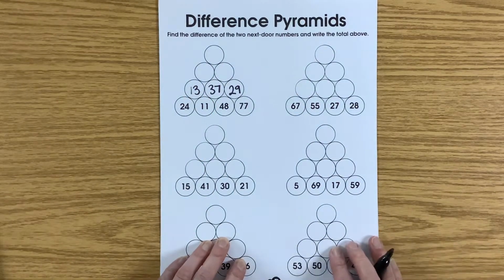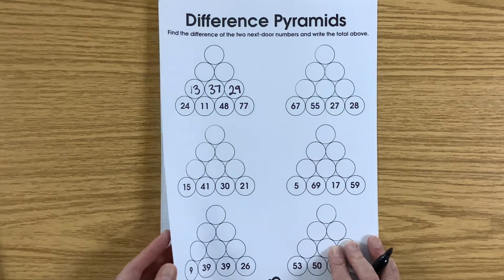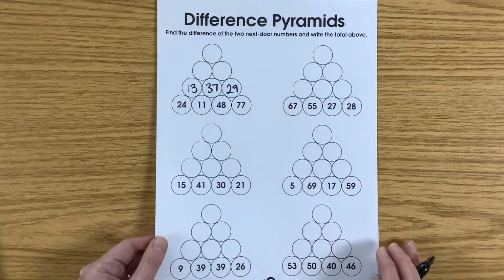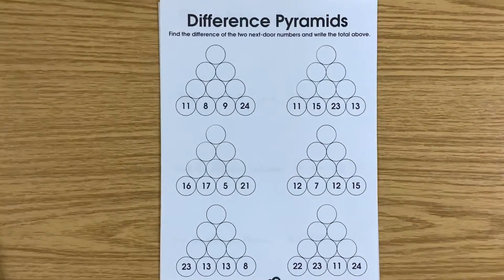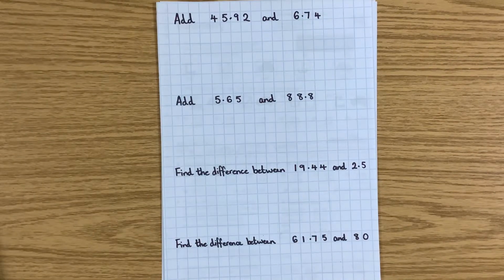And the aim is to get to the top spot and find out what number is at the top of our difference pyramid. There are two levels to choose from. So that's the higher level task. And then there's a slightly easier lower level task. So we have got two levels to start off with for our warm-up.